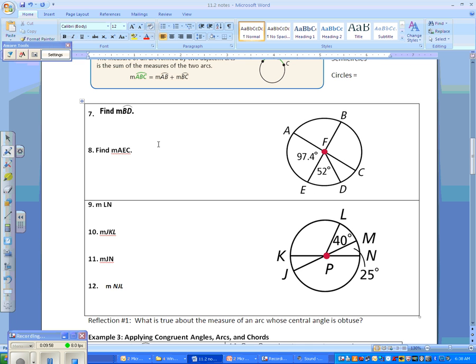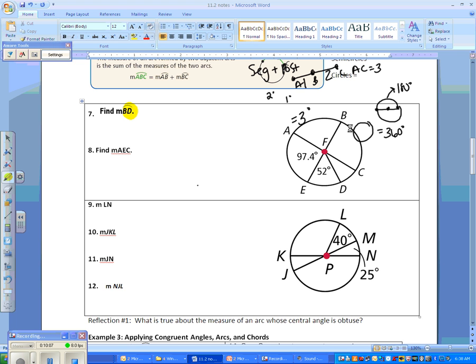Okay, so for 7, find measure of a minor arc BD. So BD means, since they only give us 2 letters, we're going to take the shortest path from B to D. I don't know why all that came down with me. Okay, erase. Okay, so the shortest path from B to D is here.